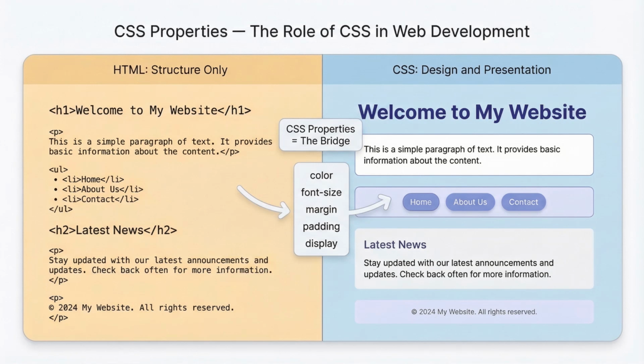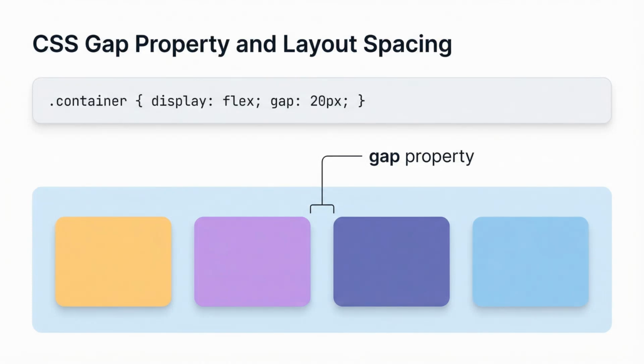The mechanism through which CSS applies design to HTML is through properties. A CSS property is a specific instruction, like color, font size, margin, or padding, that tells the browser how to render a particular element. Every visual change you make to a web page is the result of one or more CSS properties being applied. Understanding properties is foundational to everything in front-end development. The instructor touches on the CSS gap property, which controls spacing between elements in flex or grid layouts.